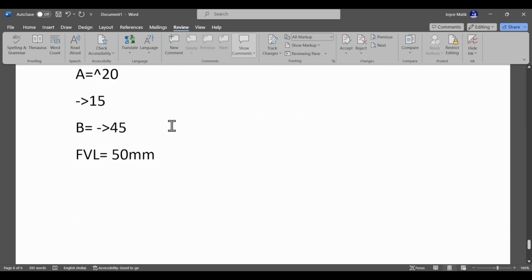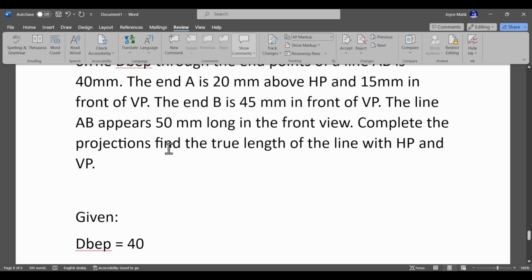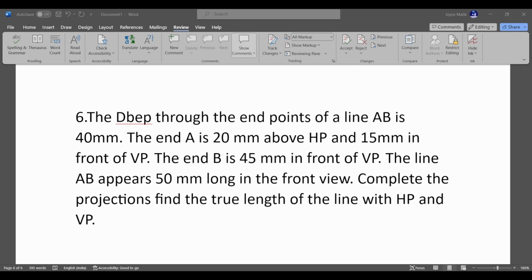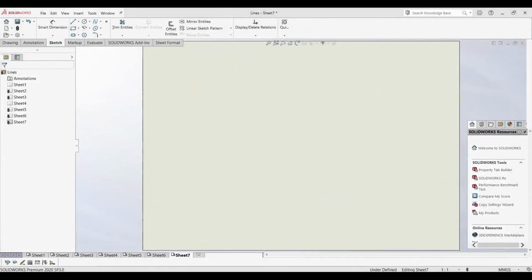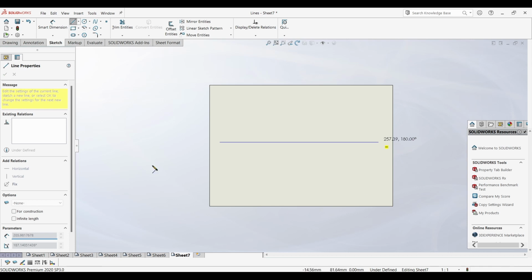Cool enough. So these are the given data. You can have a note DVP 40, A and B is given. Fine. Let's go ahead and do it. Back to SolidWorks. Let's have a XY line 0.5 from here to here.